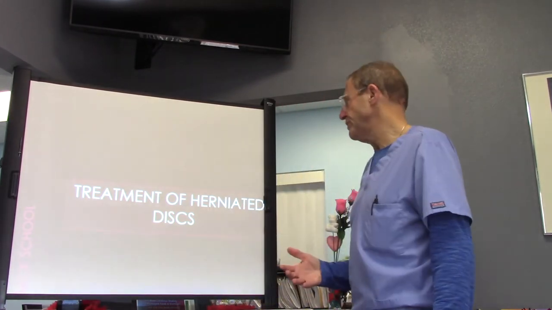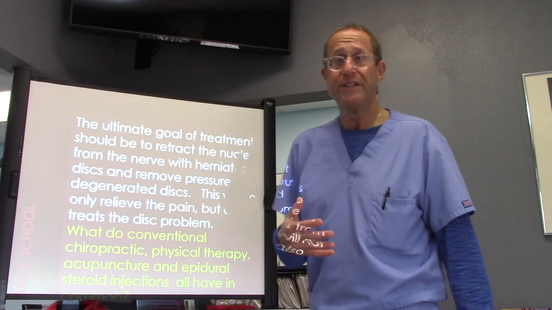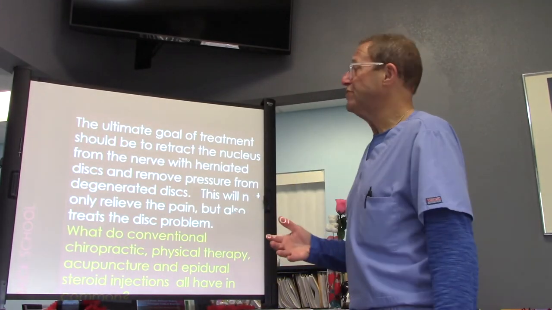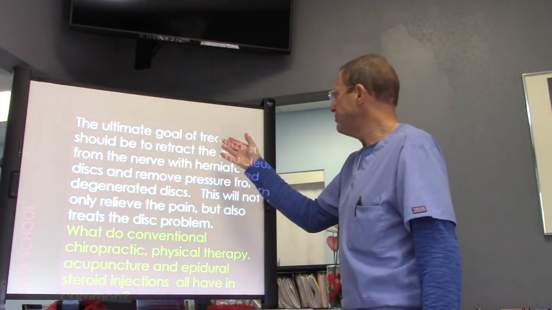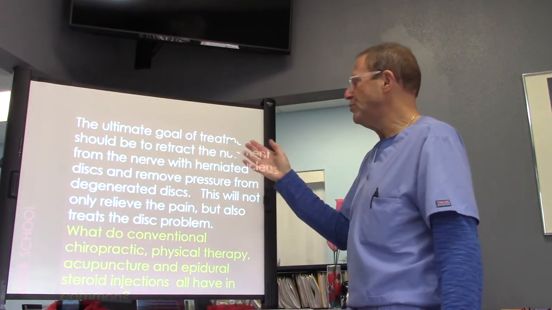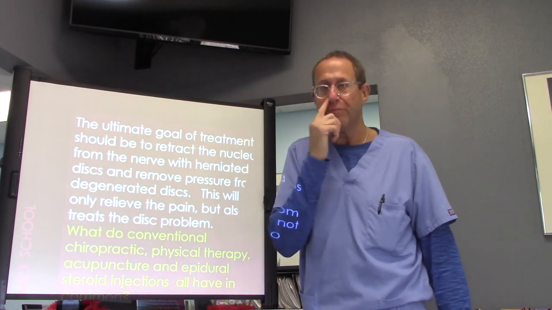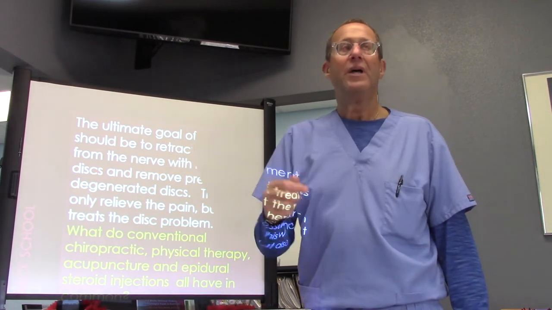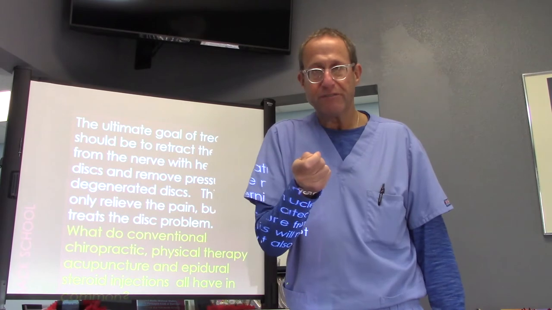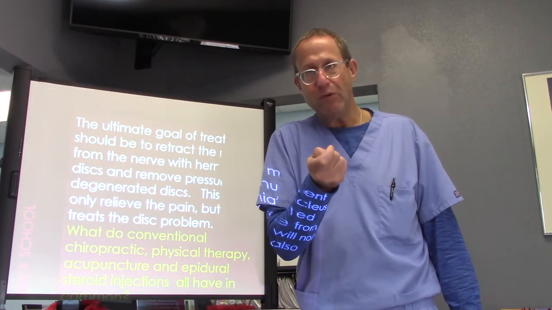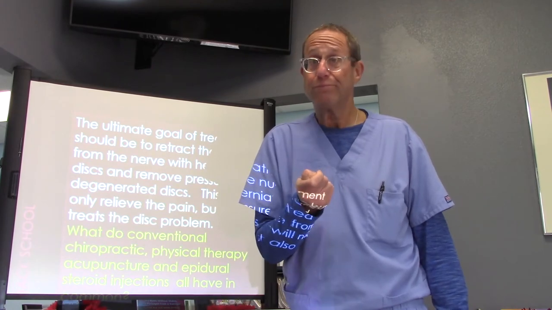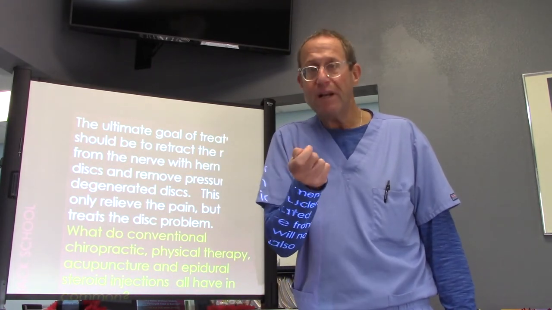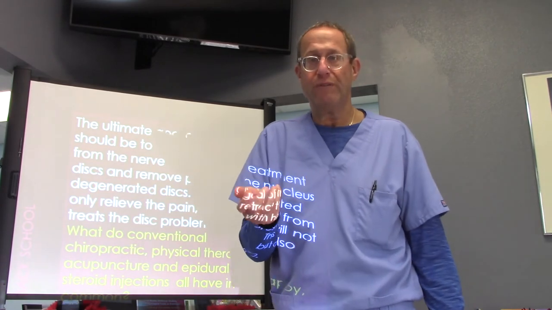So now, as far as treatment is concerned, I have two great treatments for herniated discs that most other doctors do not do, Cox distraction and VAXD, or vertebral axial decompression. So the ultimate goal of treatment should be to retract the nucleus, pull that nucleus back into place. Here's the problem. You ever squeeze out too much toothpaste from a tube? Okay, so now you have all that toothpaste that came out. How do you get it back in the tube? Pretty challenging, huh? You have to set up a vacuum in that tube, which of course we don't have a way of doing.